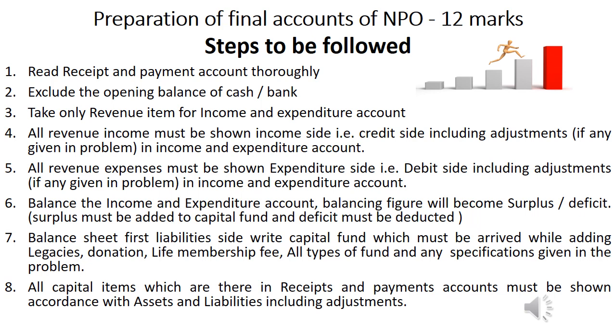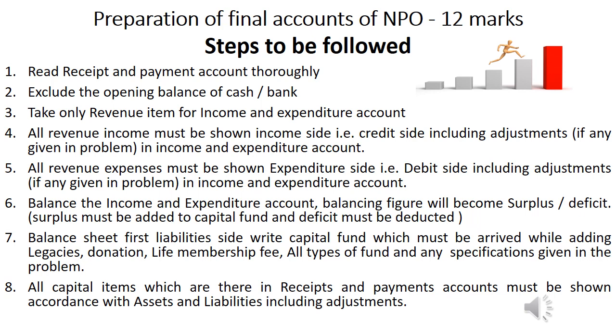Clear? Yes. First thing, you have to read the receipts and payment account thoroughly. That is very important. Then exclude the opening balance of cash or bank. In the receipts and payment account, on the debit side, the first entry will be the opening balance. That is nothing but last year's balance, which is given in this year as the opening balance, so that should not be entered anywhere. Third, we have to take only revenue items. All revenue income must be entered on the credit side, all revenue expenditure must be entered on the debit side.